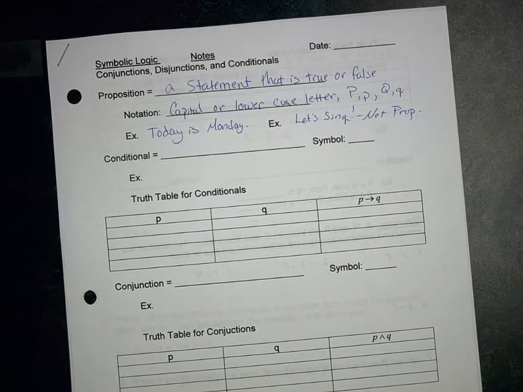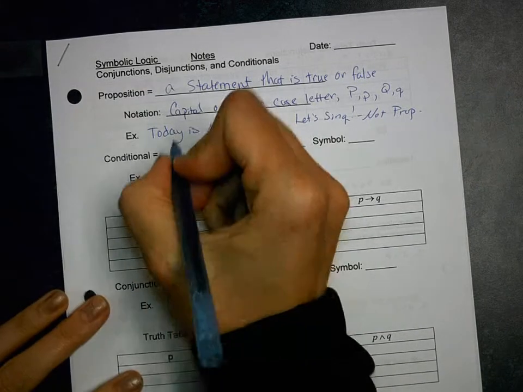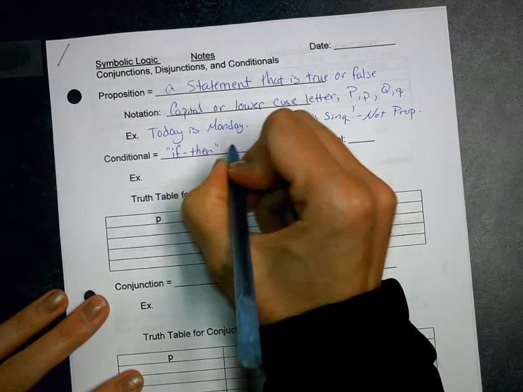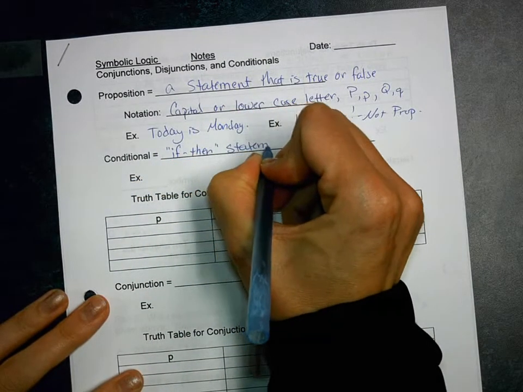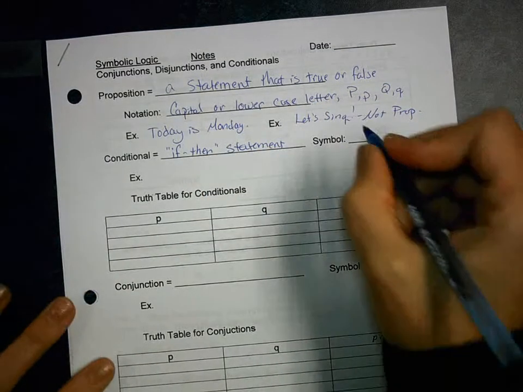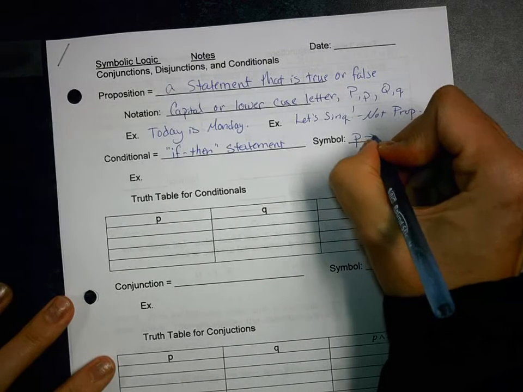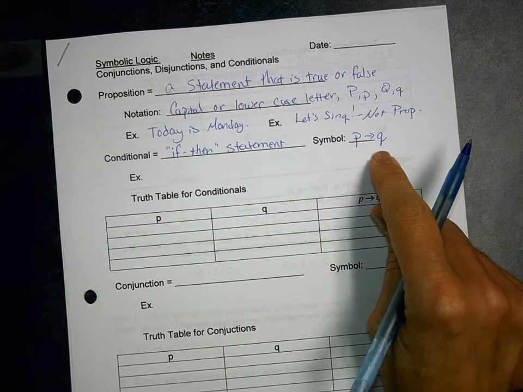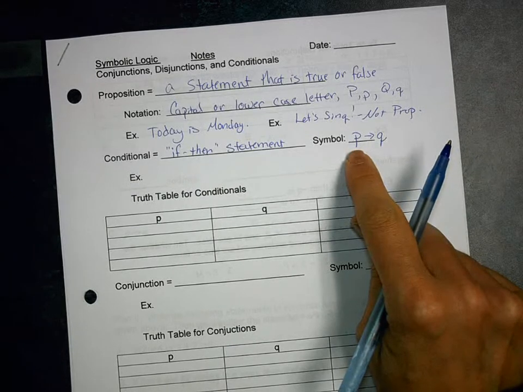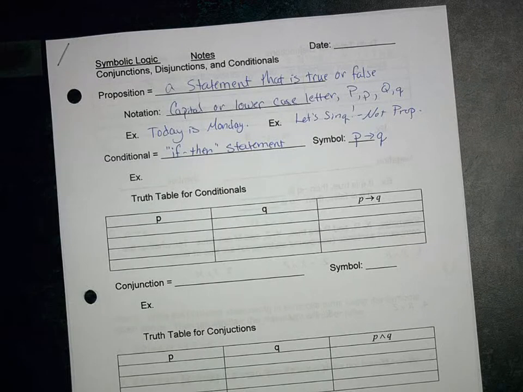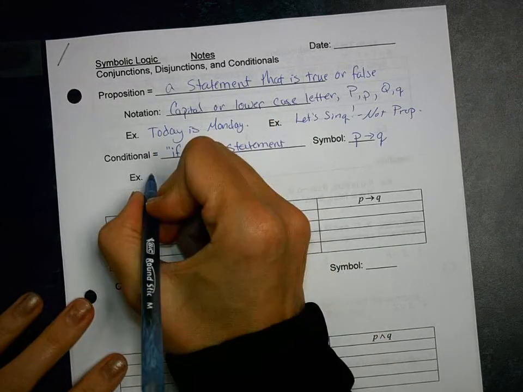Now the first example that I gave you was a conditional statement. If we remember, a conditional statement is an if-then statement. Symbolically, we use an arrow going to the right. So we had if P, then Q. P and Q were your two propositions that made this. P was your hypothesis, and Q was your conclusion. So here's an example of a conditional statement.